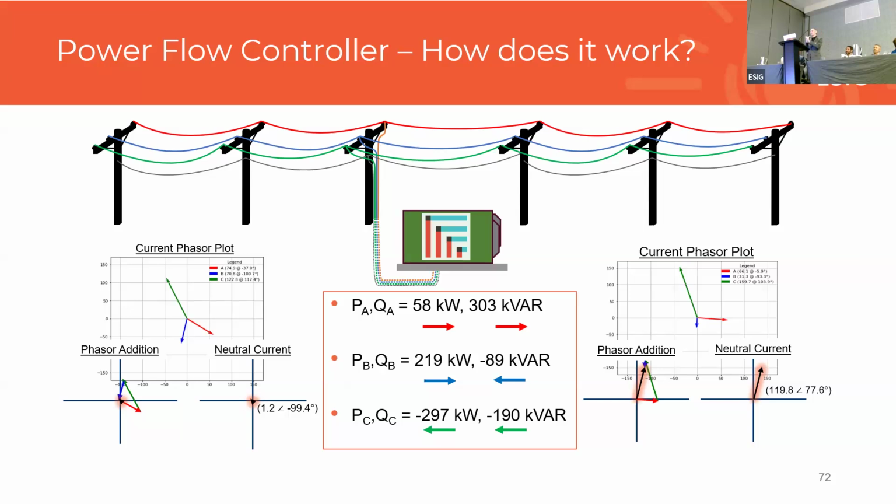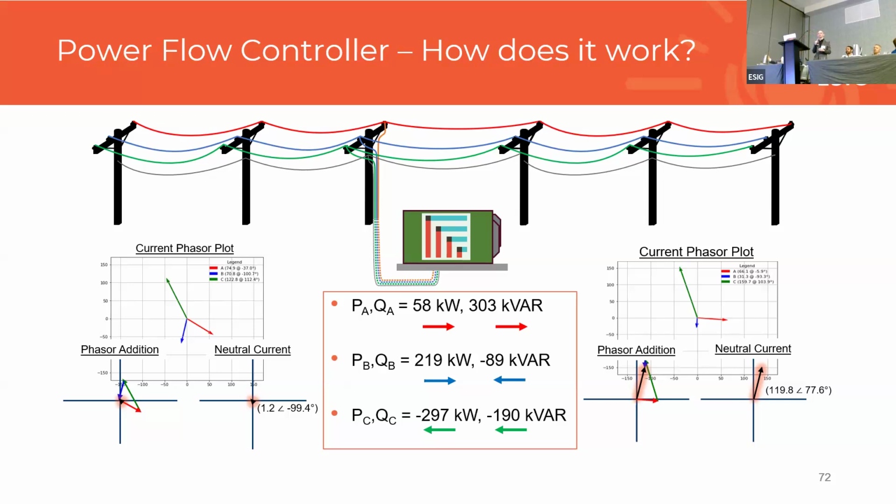So on the right side of this power flow controller graphic, you can see that you are still seeing the system in balance. It looks a lot like the pre-existing condition without the device. You have your heavy C phase. If you do your phasor addition, you still have your neutral current downstream of the device. But upstream of the device, things look more balanced.